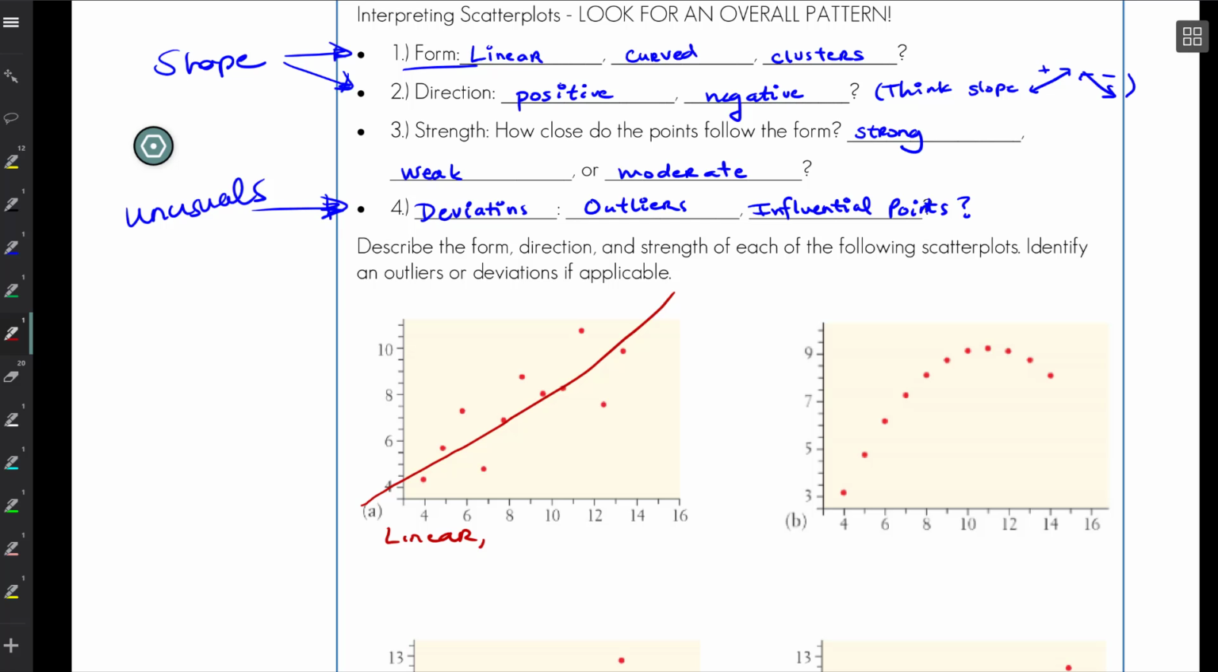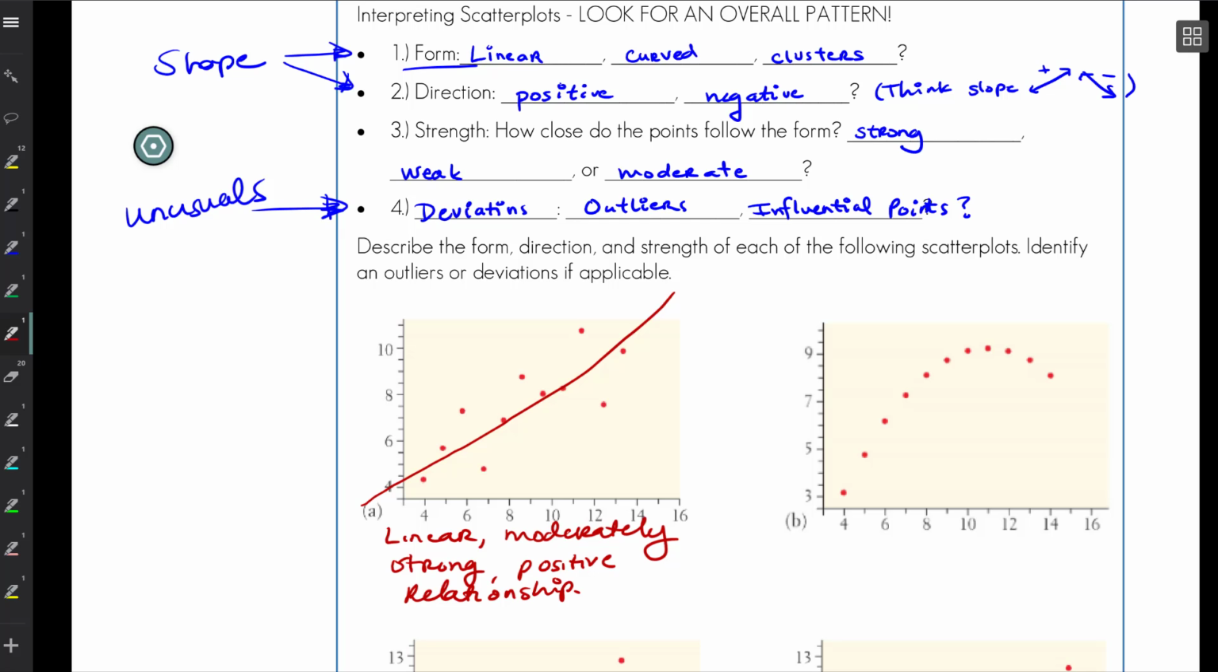And I would say this is going to be moderately strong. We need to also describe the direction. Well, which way is it going? Again, what you can think about is, what would the slope of that line be? Would the slope of that line be positive or negative? And here I can see that this is pretty clearly going up and to the right. So this is going to be a positive relationship. So this is a linear, moderately strong, positive relationship between whatever these two variables are.